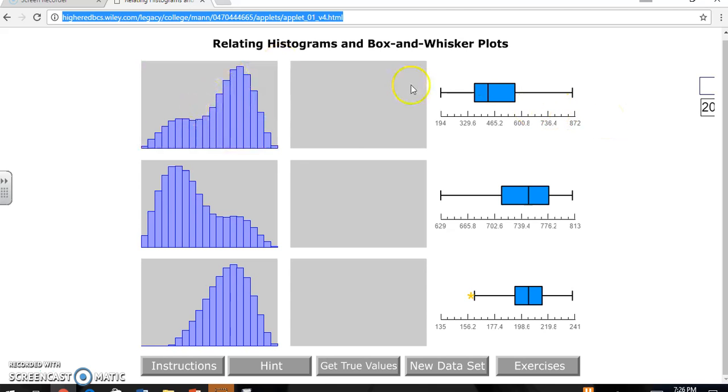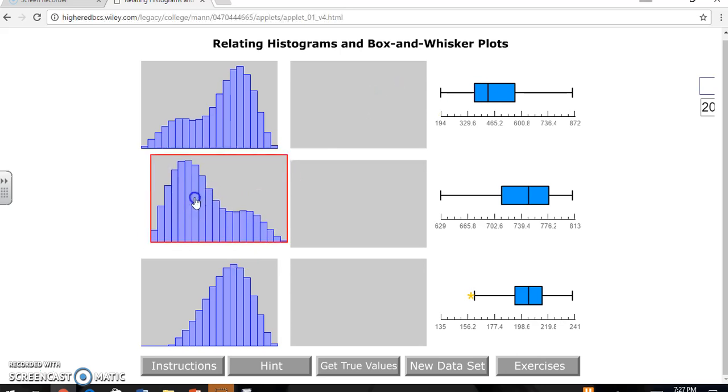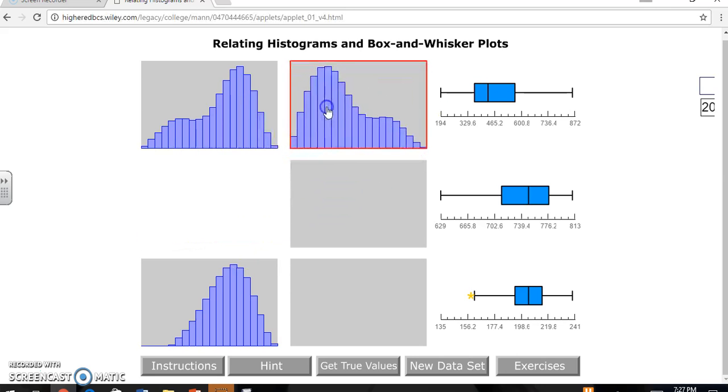So what you want to do is drag each histogram to match each box plot. Let's start with this first box plot up here. Now, our median is slightly to the left, so we expect that we're going to see a histogram with a mound towards the left and some data piling towards the right. That looks like this histogram here. So let's match this mound to this median here, and this tail kind of corresponds to this tail here.